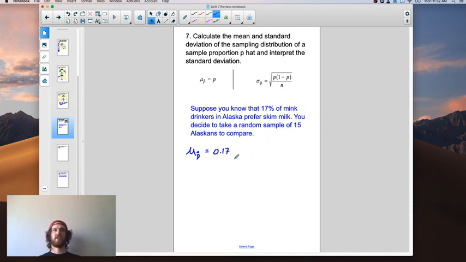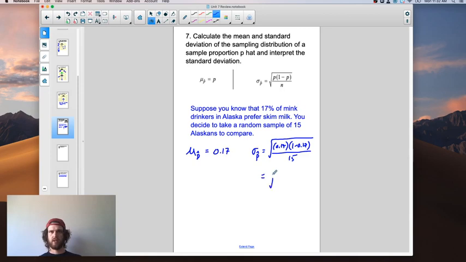And so the next question is, what is the standard deviation of that? Well, the standard deviation is a little harder to calculate. You have to plug in 0.17 times 1 minus 0.17 divided by the size of your sample, under a square root. And that should make sense because as sample size increases, we know that our variability decreases. So you put 15 under here. I've got my calculations done for me. If you want to try this on your own, feel free to pause the video at any time.